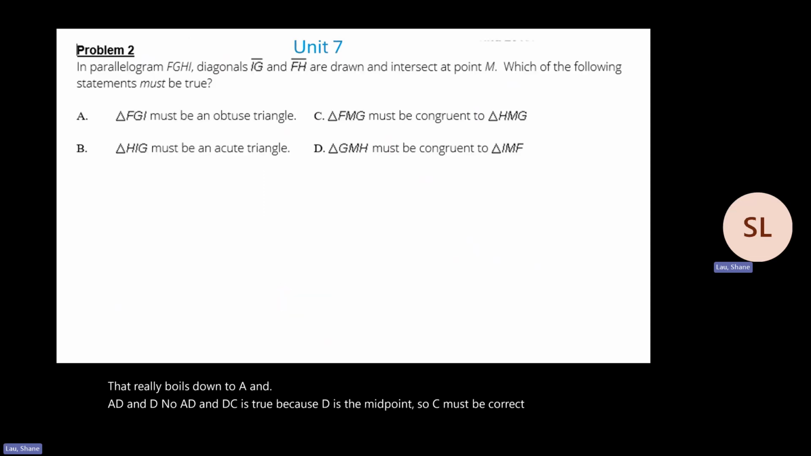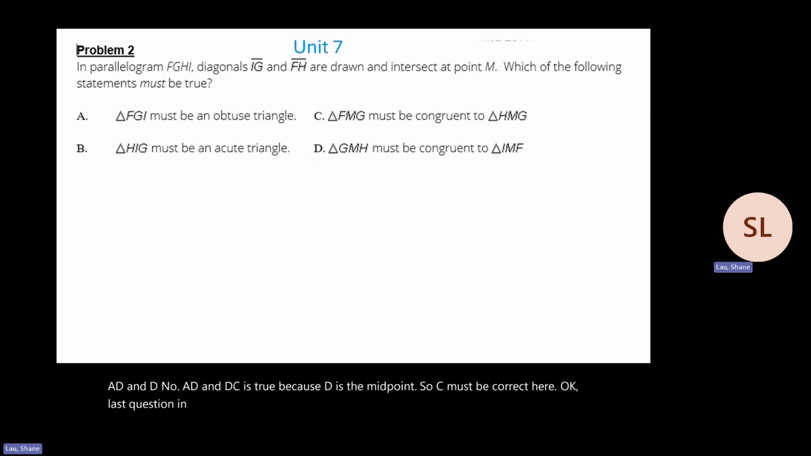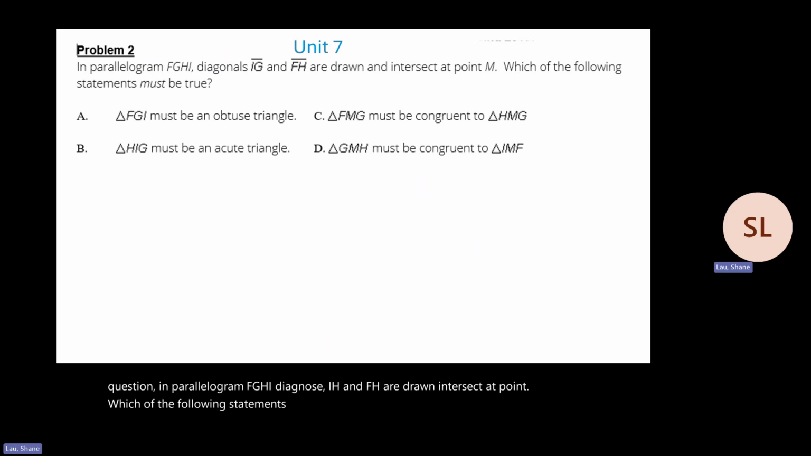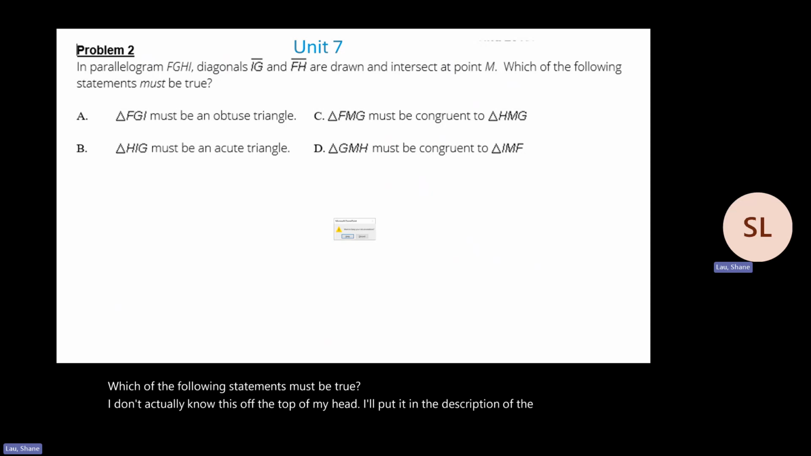Okay, last question. In parallelogram FGHI, diagonals IH and FH are drawn and intersect at point M. Which of the following statements must be true? I don't actually know this off the top of my head. I'll put it in the description of the video, but I don't have enough time. I need to let you guys in.